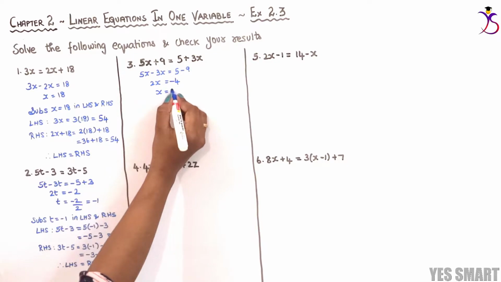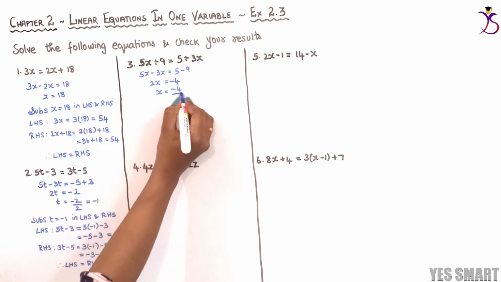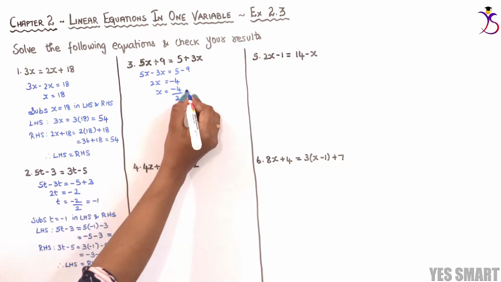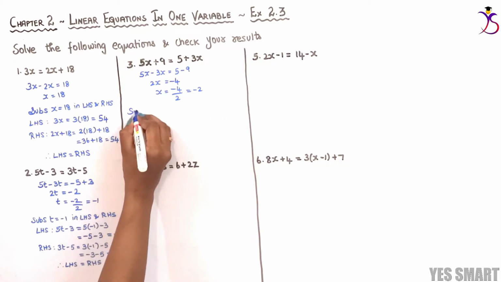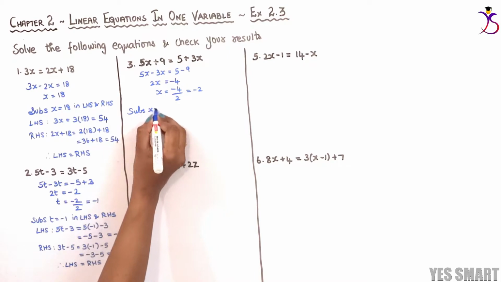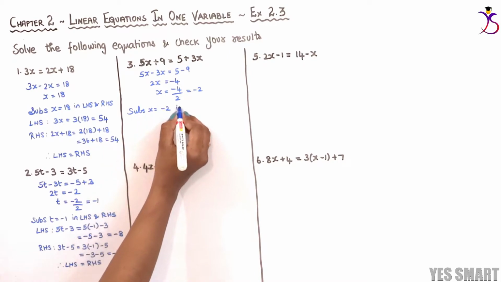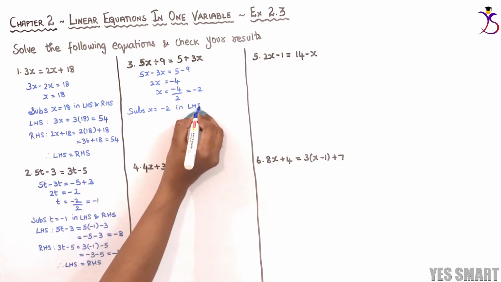Now let's transpose this 2. Therefore, x is equal to minus 4 by 2. When we divide minus 4 by 2, we will get minus 2. Now let's verify the result. Substitute x is equal to minus 2 in LHS and RHS.